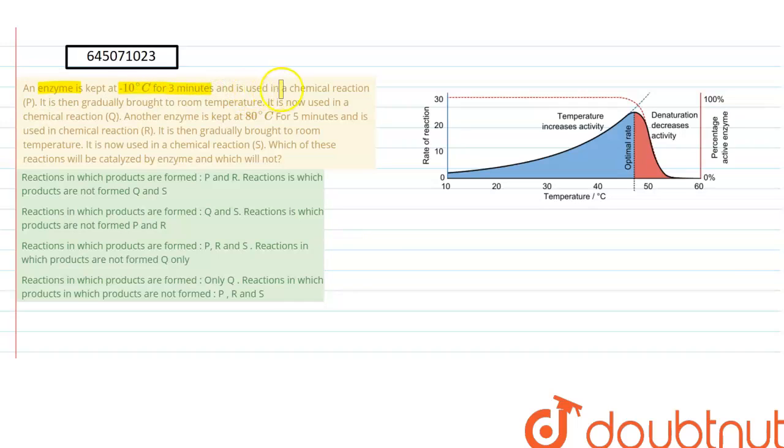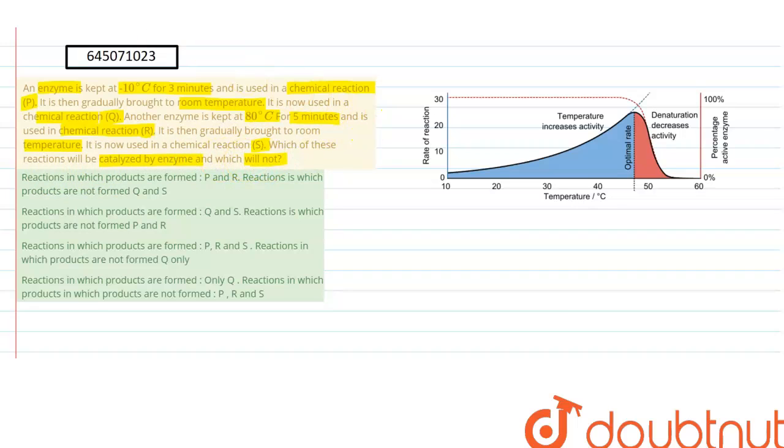Hello students, the question says that an enzyme is kept at -10 degrees Celsius for 3 minutes and is used in a chemical reaction P. It is then gradually brought to room temperature and it is now used in a chemical reaction Q. Another enzyme is kept at 80 degrees Celsius for 5 minutes and is used in chemical reaction R. It is then gradually brought to room temperature and it is now used in a chemical reaction S. Which of these reactions will be catalyzed by enzyme and which will not?